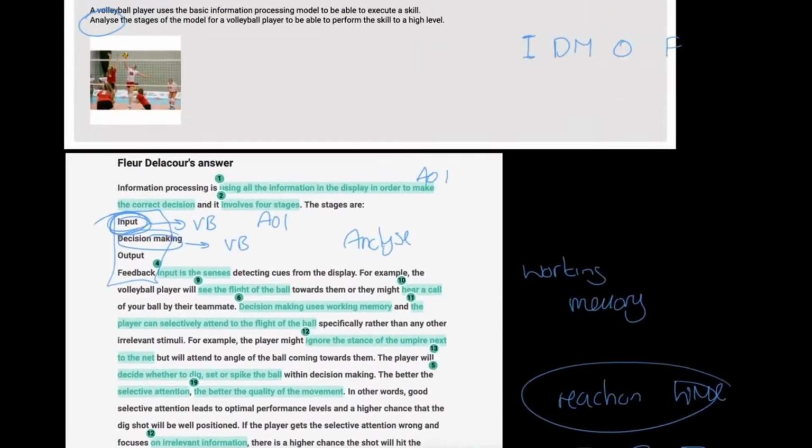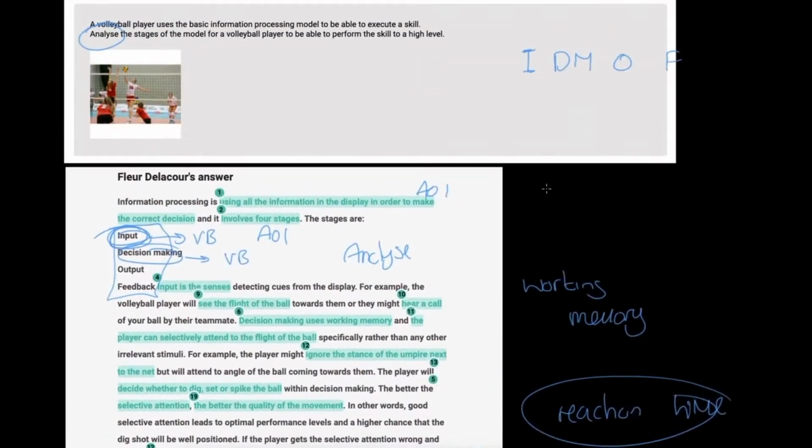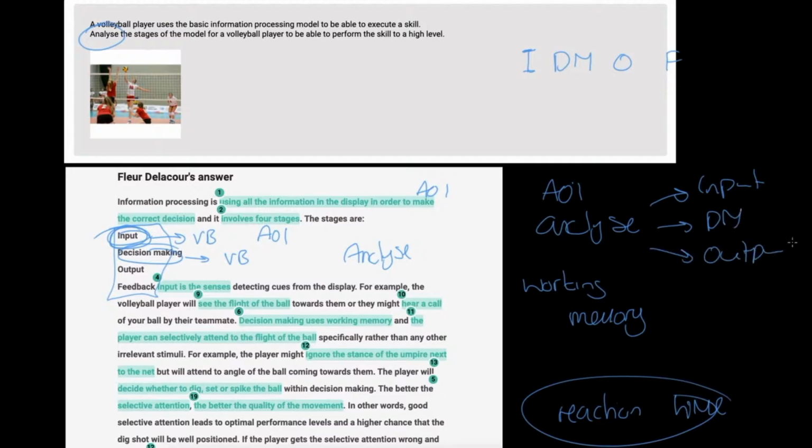The key point I want to drive home here is, can you see that I gave my A1s, and then what I did was I analysed. And analysed is to break down, in this case, into input, into decision making, into output, into feedback. So I broke it down to those, I applied it to volleyball, and then I linked it synoptically to other areas of the course, and that's what we're after.